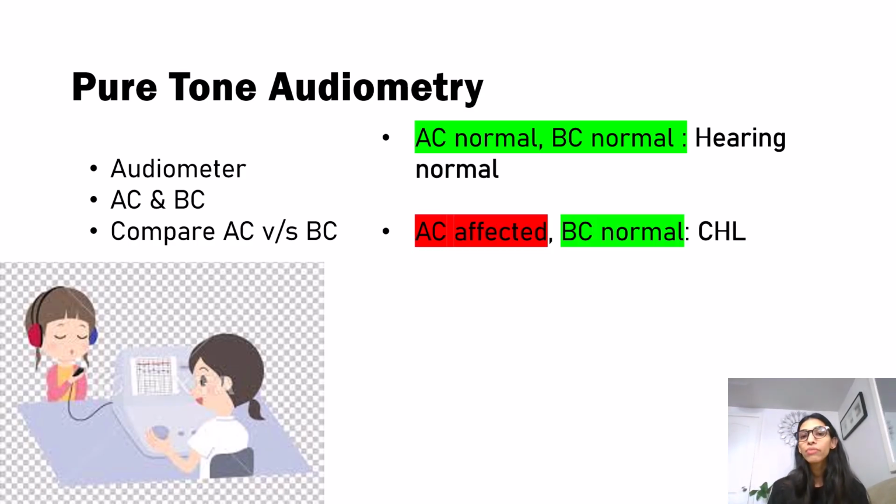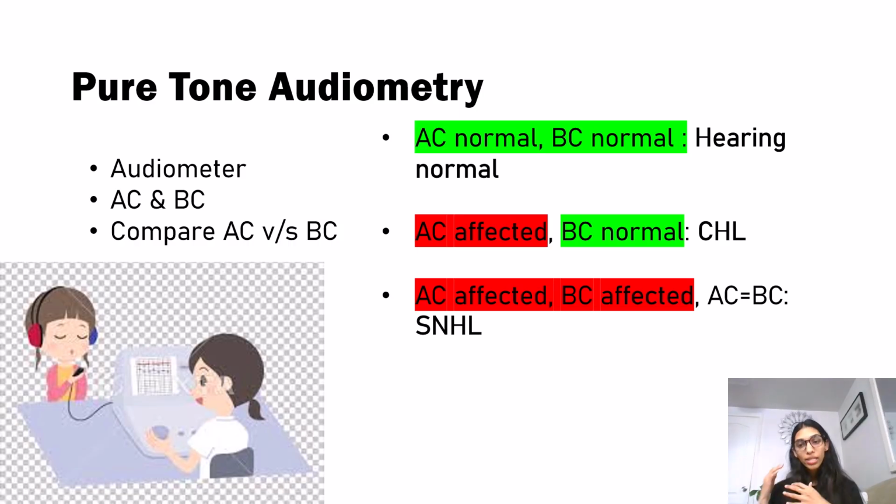But if the AC is affected, the air conduction threshold is affected, but the bone conduction is normal, then their cochlea might be normal. So the problem lies somewhere in the outer or the middle ear. It can either be in the outer ear or in the middle ear or both outer and middle ear. So that means that person is having a conductive hearing loss.